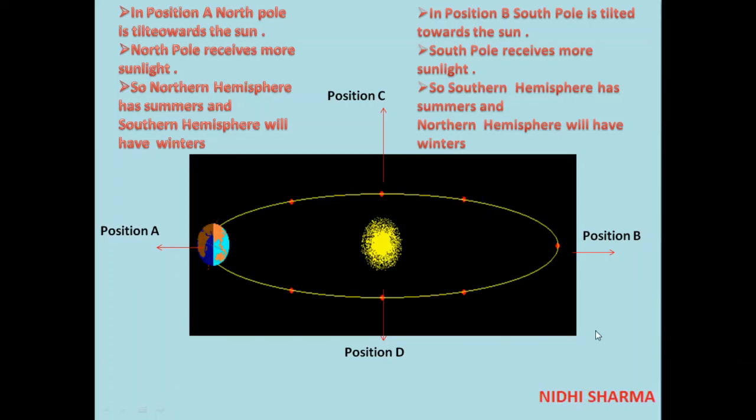Now you can see here how the earth is moving and how the positions are changing. Now see here how it is moving on its orbit, and this moving of the earth in this fixed orbit causes seasons.